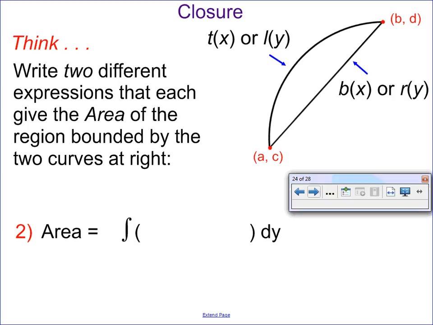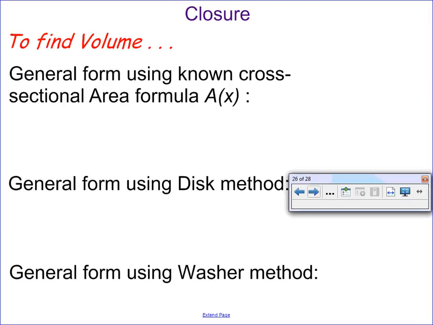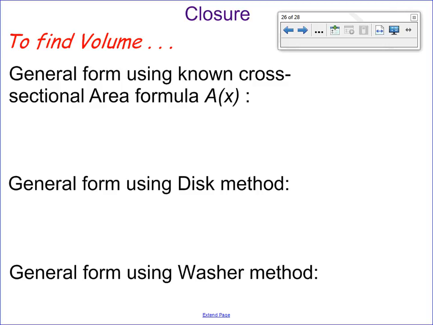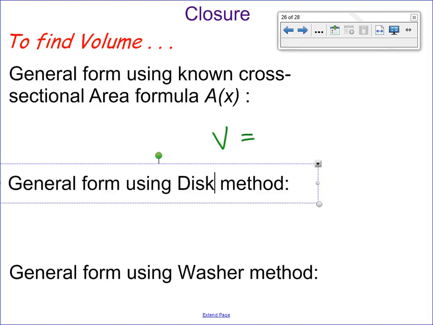Given the same region with boundary curves L of y and R of y, the area when integrating with respect to y is given by the definite integral from what to what of what minus what. And not one, not two, but three general forms. The first one, in general, volume is given by what, with A of x? In the second two, I want you to consider disk method versus washer method, and I have to change this or I won't sleep well tonight. There we go.